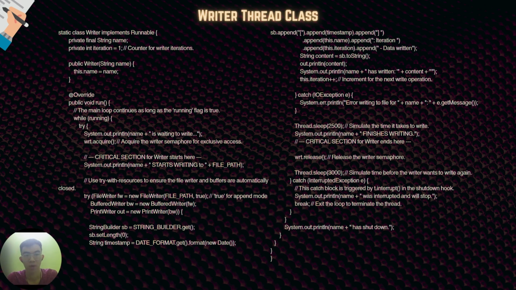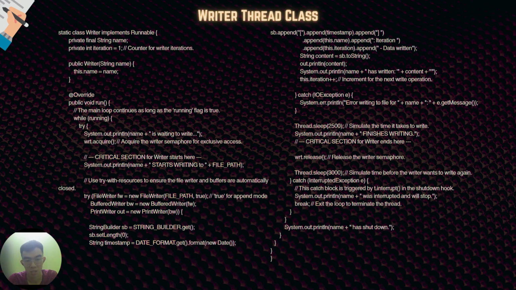Next is the writer class. Inside the writer class, we will have name and iteration variables. Inside we have the writer constructor with parameter name, and then we will override the run method. Inside the run method, we will see the running. The running is continuous from the thread is true. Then we will use the try and catch exception. Before the writer wants to write, we will print the message: writer is waiting to write. Then when it is ready to write, we will use the method acquire.